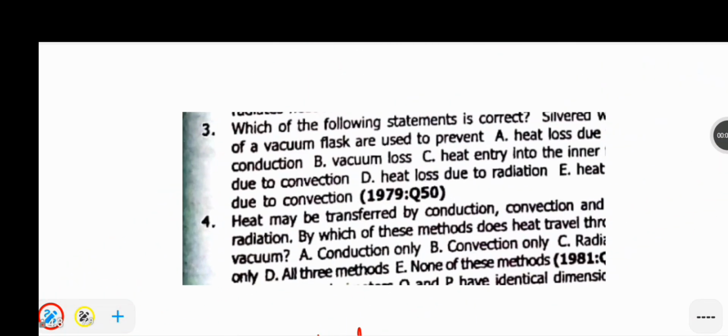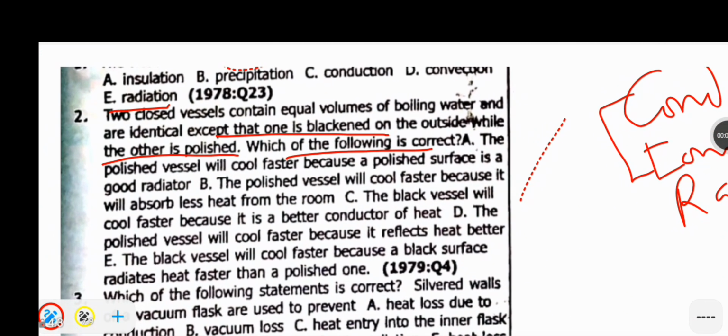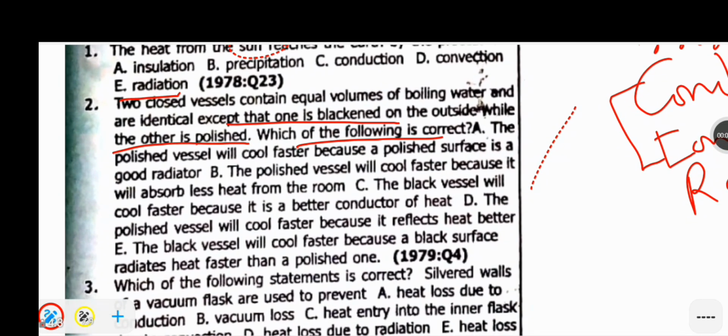So go back to the question. You see that they're telling you what will happen. Option A: the polished vessel will cool faster because a polished surface is a good radiator. That's wrong. A polished surface is a poor radiator. Option B: the polished surface will cool faster because it will absorb less heat from the room. That's also wrong. Option C: the black vessel will cool faster because it is a better conductor of heat. Then option D: the polished surface will cool faster because it reflects heat better.